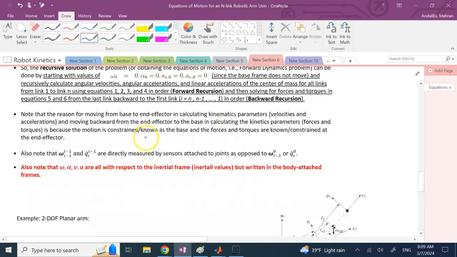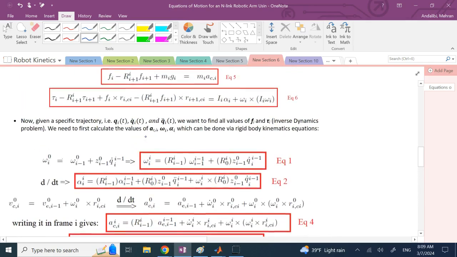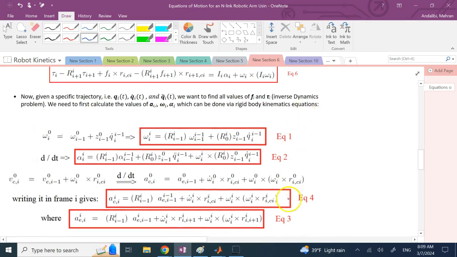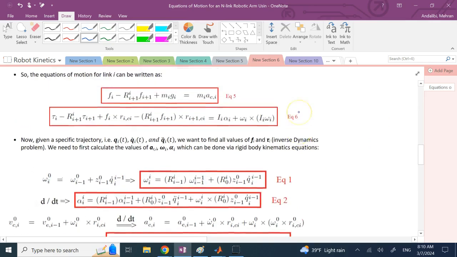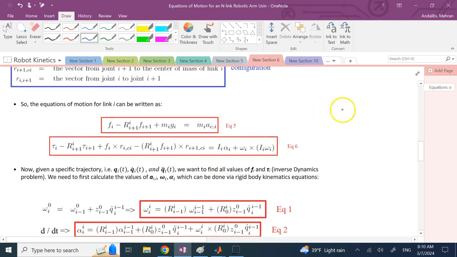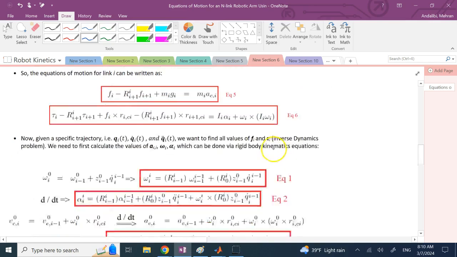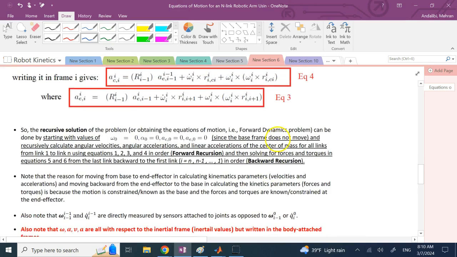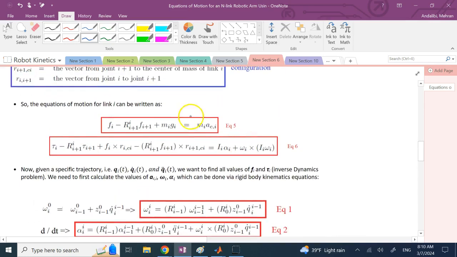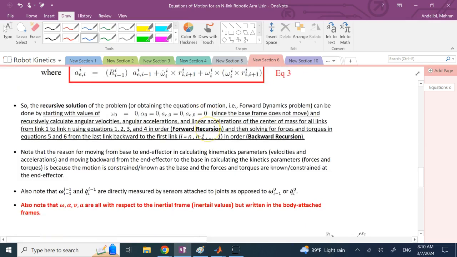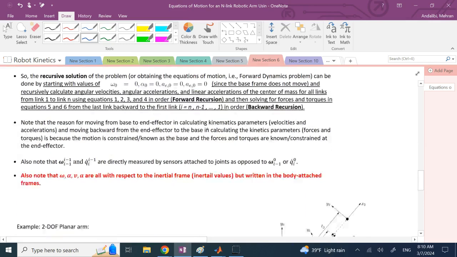Okay, and remember that we had to use 6 equations here. Equations 1 to 4, which we go from the base frame to the end effector, so we call it forward recursion, and these are all kinematics equations. And then equations 5 and 6, which you go back from the end effector to the base, and we call them kinetics or backward recursions. And so you need to apply 6 equations. These are all recursive equations, and 4 of them forward, 2 of them backward.